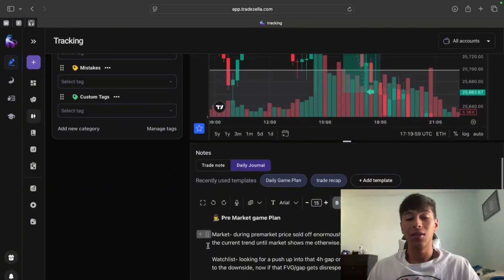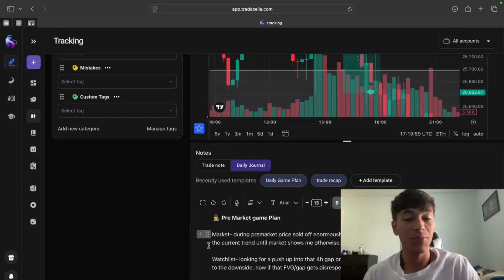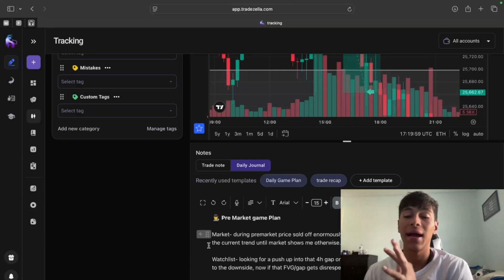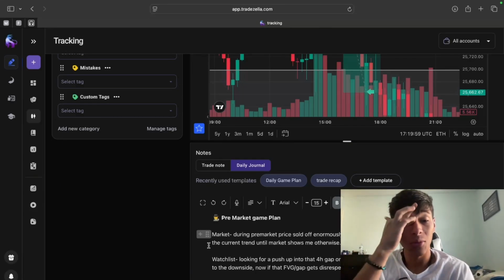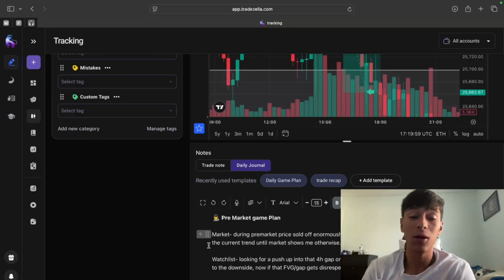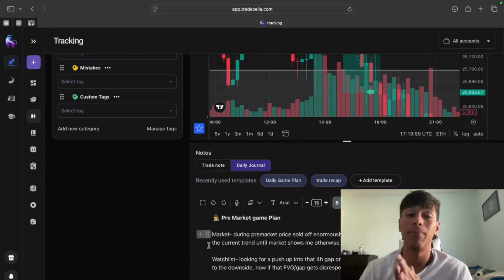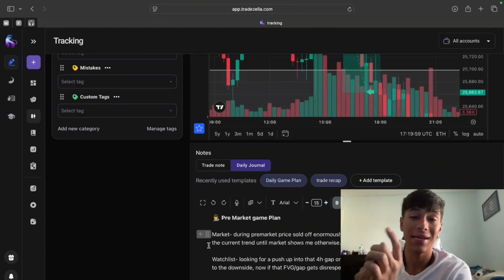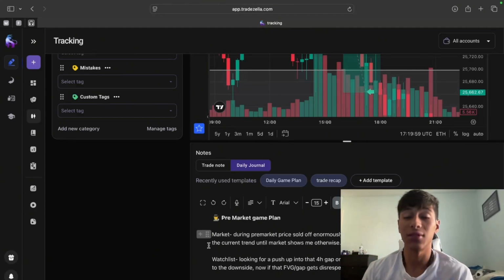Cool. So what do I have in market? I just give my first market analysis. During pre-market, price sold off enormously, creating liquidity and high time frame fair value gaps. So I'm going with the current trend, which was a downtrend, because I'll show you guys in the chart. It was just selling off hard. So what was my watch list? It was looking for a bounce initially to get into that fair value gap, to then get into shorts. That's ideally what my watch list was. And then my bias was bearish again because we were literally in a downtrend during pre-market.